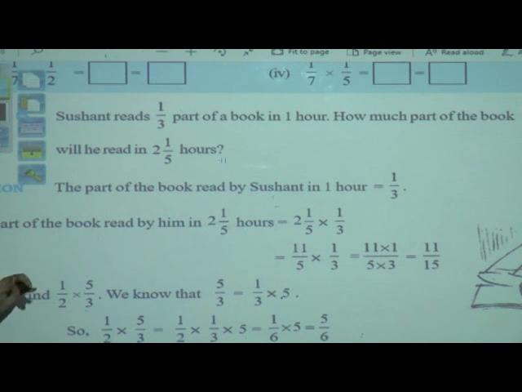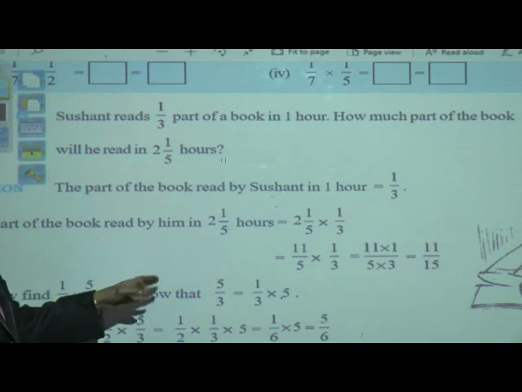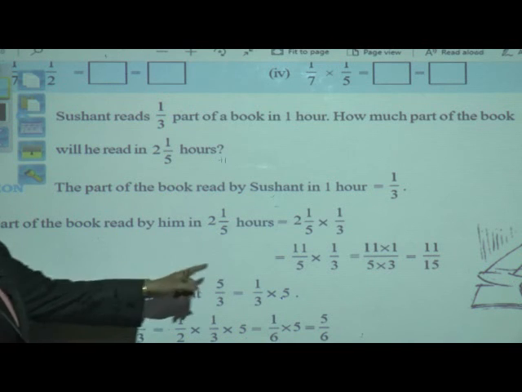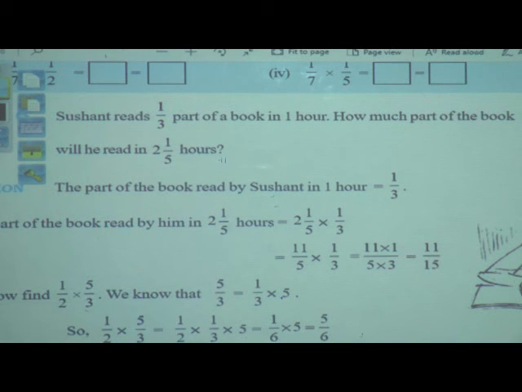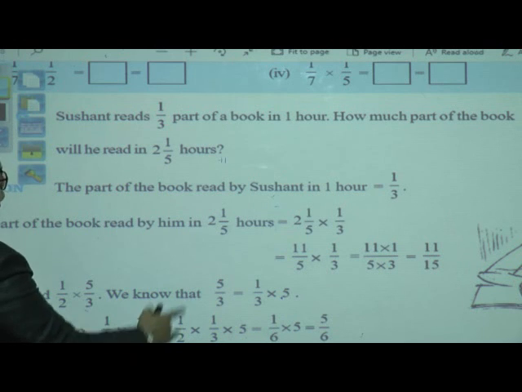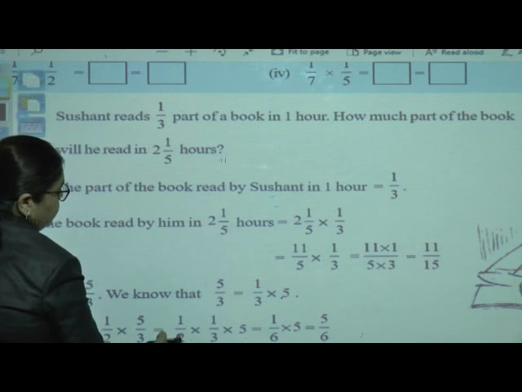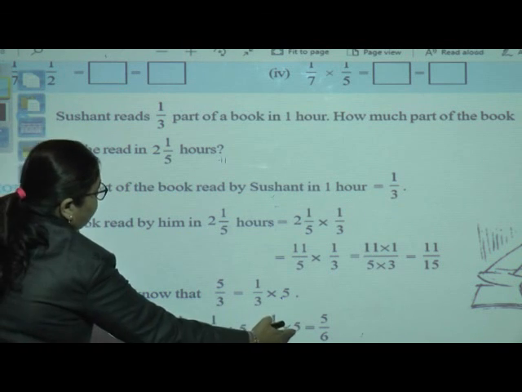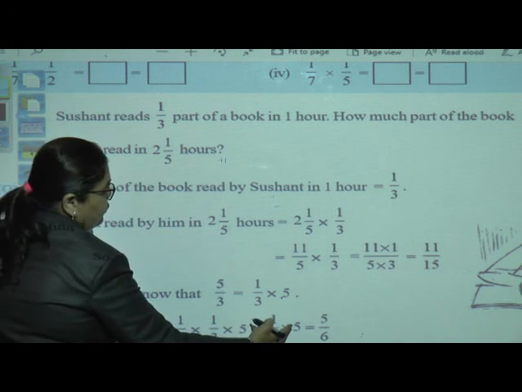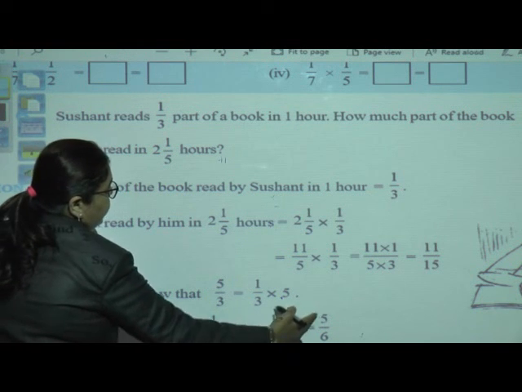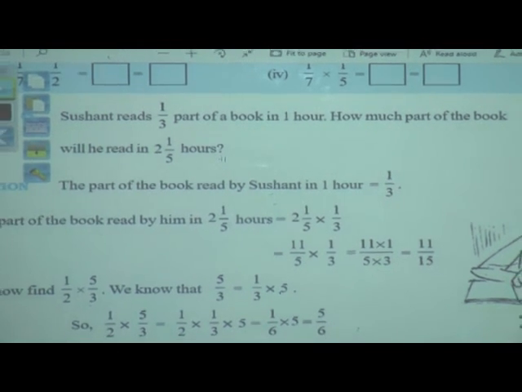Let us find half multiplied by 5 upon 3, that is 1 upon 2 multiplied by 5 upon 3. We know that 5 upon 3 is equal to 1 upon 3 multiplied by 5. So 1 upon 2 multiplied by 5 upon 3 is equal to 1 upon 2 multiplied by 1 upon 3 multiplied by 5, as we saw in the previous one. So what will be the multiplication? 1 1s are 1, 3 2s are 6, and the whole number we multiply as it is. So 1 multiplied by 5 is 5 and 6 as it is. So the part is 5 upon 6th part of the book.